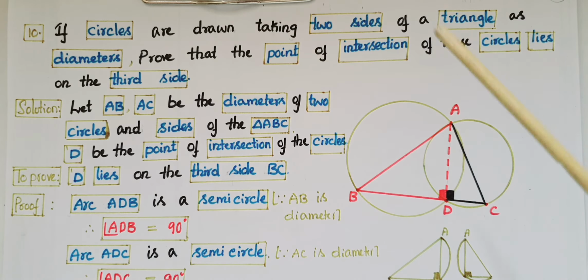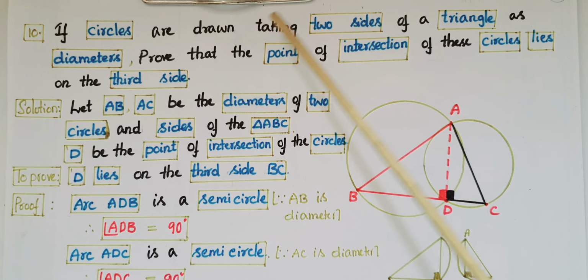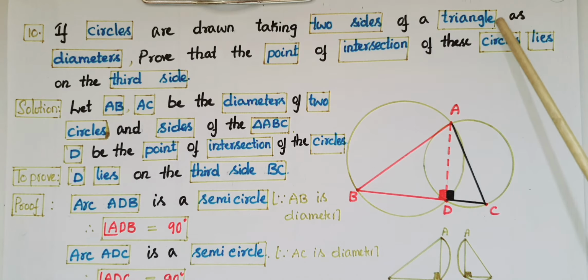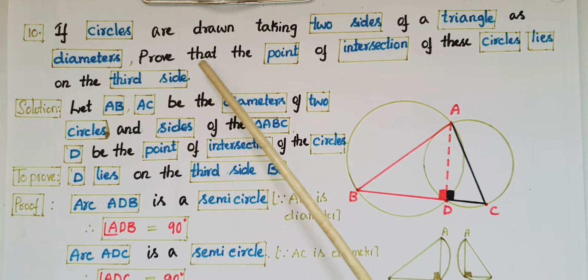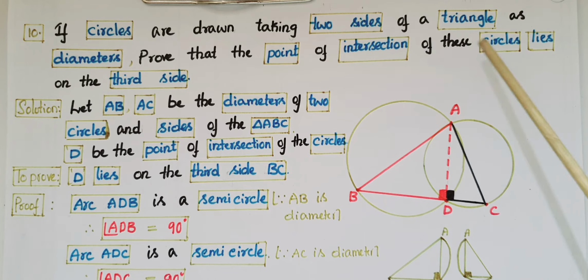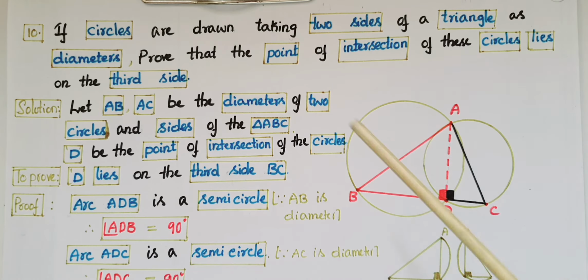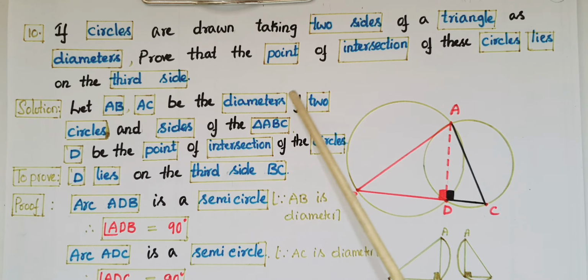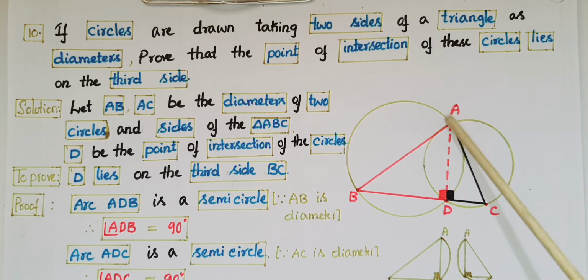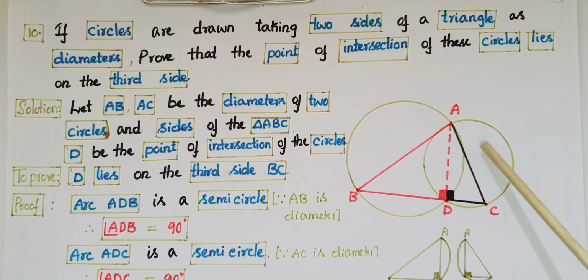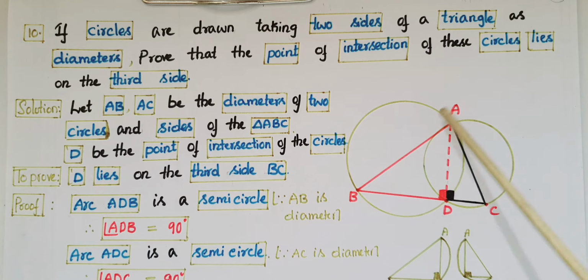This is 10th problem. If circles are drawn taking two sides of triangle as diameters, prove that the point of intersection of these circles lies on the third side. So here let AB, AC be the diameters of two circles. So here AB and AC are diameters of these two circles and sides of triangle ABC.